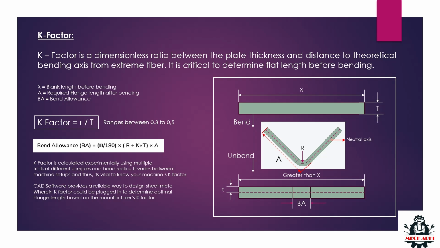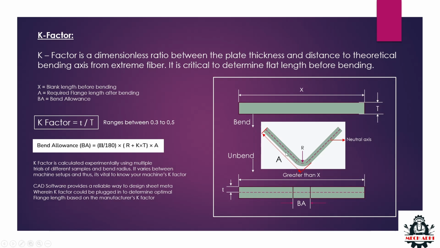K factor is basically a ratio between the neutral axis of your bent part and the plate thickness. So neutral axis is actually a theoretical one. We do not know where the practical neutral axis of a part would be, but we have found that it ranges between 0.3 to 0.5, which basically means that you would find it anywhere between one third of the distance or half of the distance from your extreme fiber. By extreme fiber, I mean the innermost fiber during the bending process.